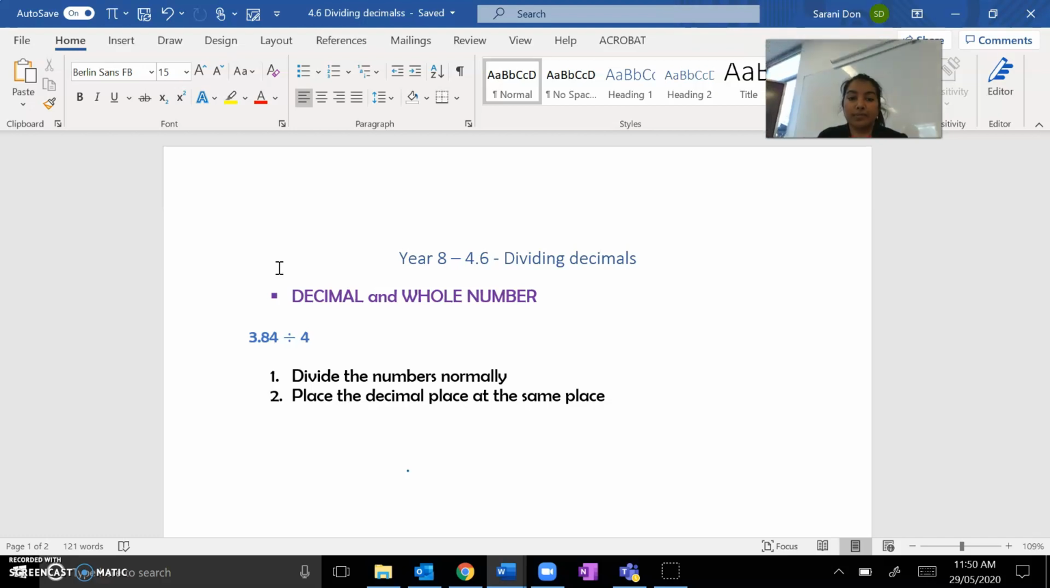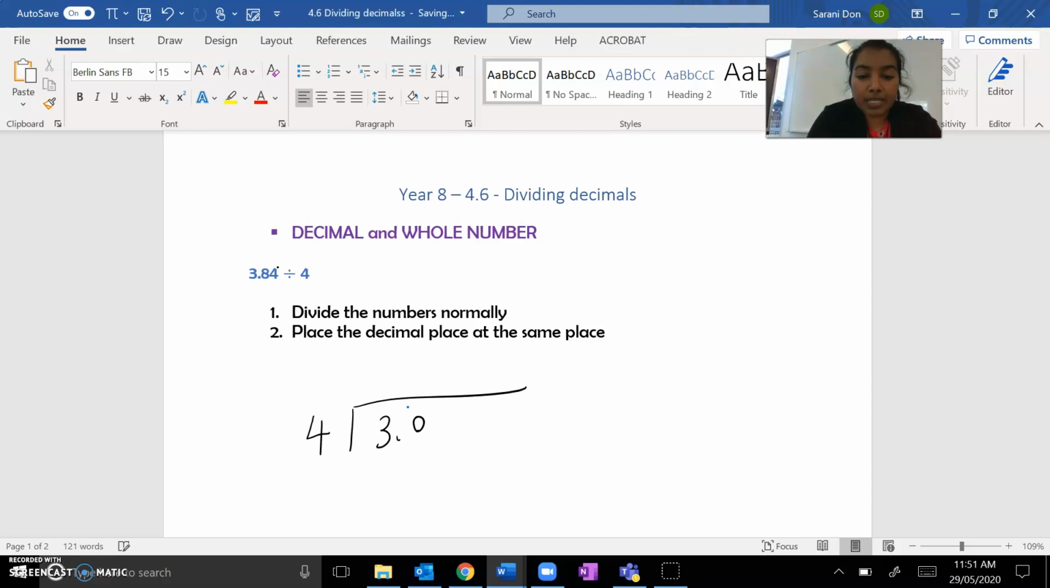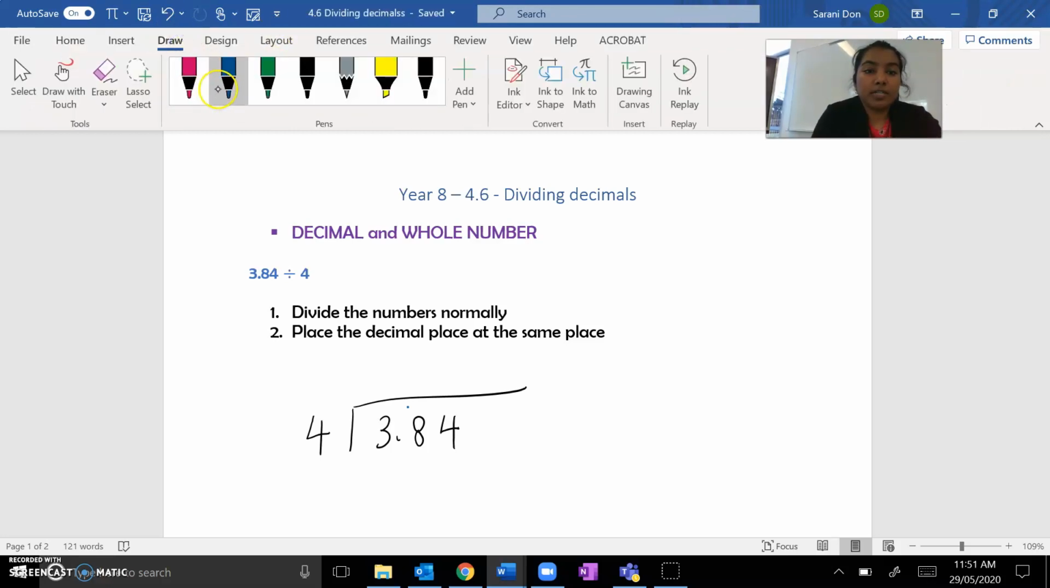If we look at the first one, this is when you come across a question that is a decimal and a whole number. In this case, it's 3.84 divided by 4. You don't have to do long division, short division is totally fine. You divide the numbers normally. I will write it like this, 3.84. Place the decimal in the same place.